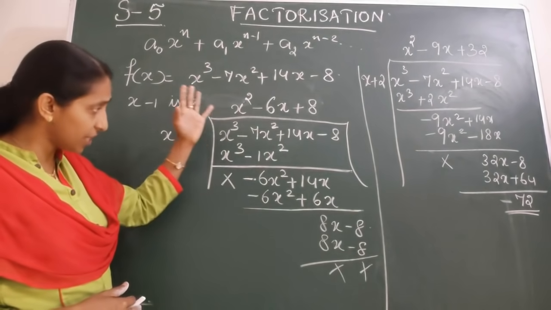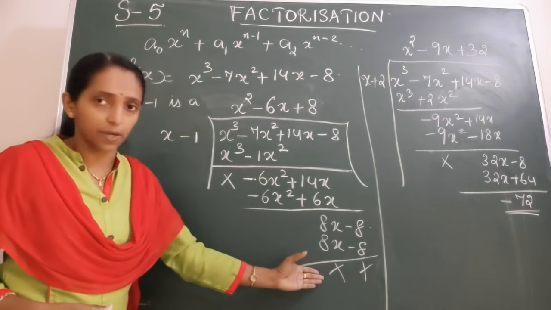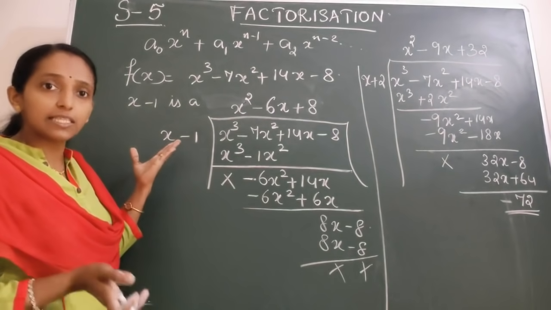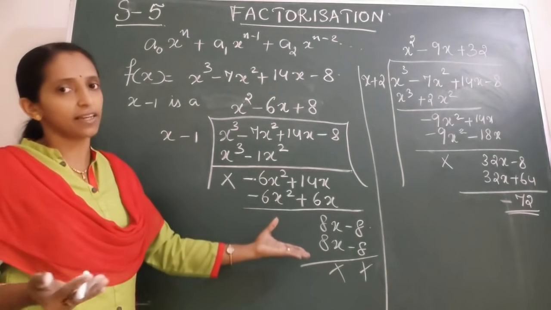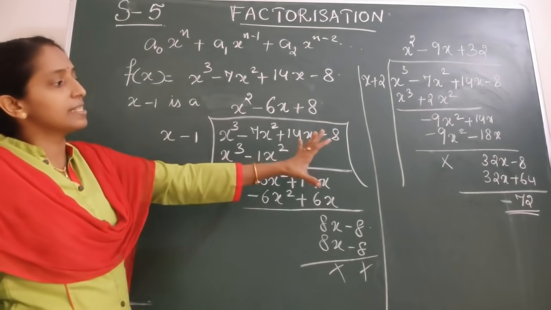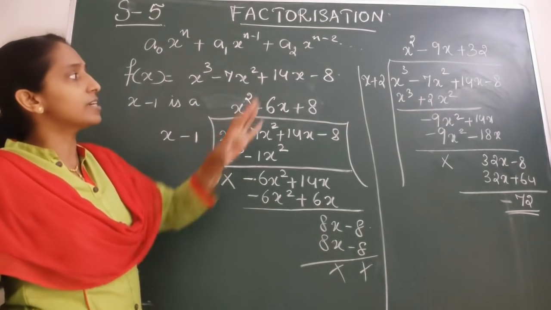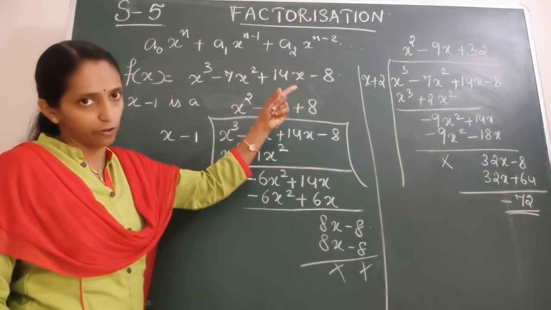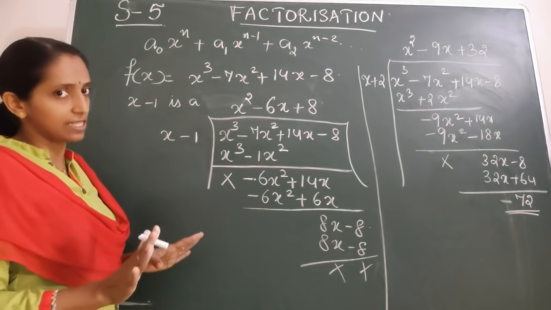Clear? While dividing, if you are getting the remainder as 0, it implies that the given term is a factor of the polynomial. If factor, then the remainder should be 0. Or if you are not getting the remainder 0, meaning if any constant comes there, the given term is not a factor of the polynomial f of x. So that is the difference.